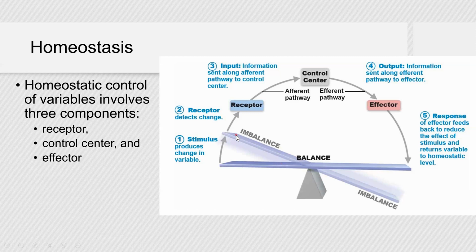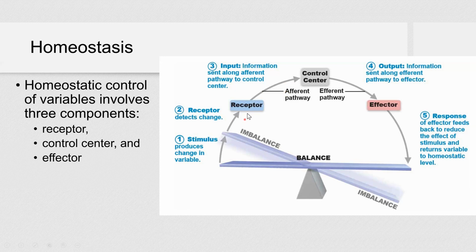But first you need to sense this change, and that's why you have receptors that detect it. For temperature, and we will talk about it when we cover the next slide, you will have receptors through your skin, right? Those receptors will detect that the temperature outside is too high. Now those receptors are going to send this message about the change in temperature to your control center. And this pathway from receptor to control center is called the afferent pathway.